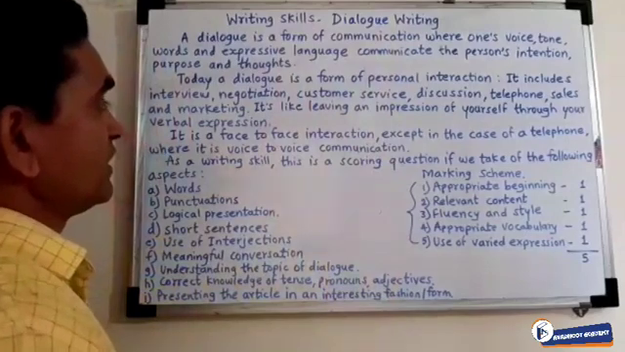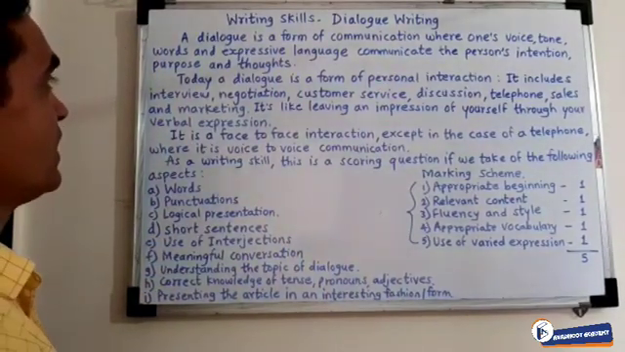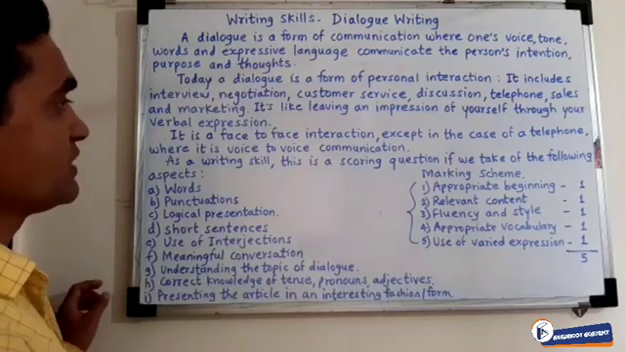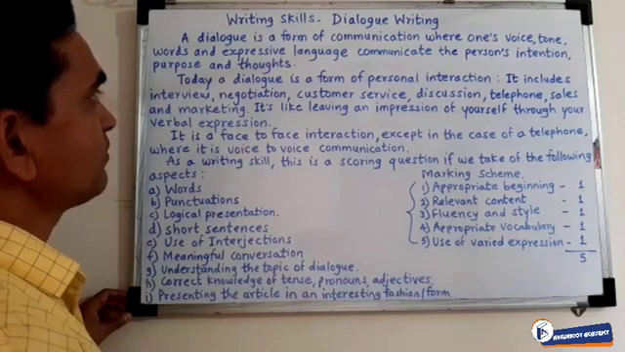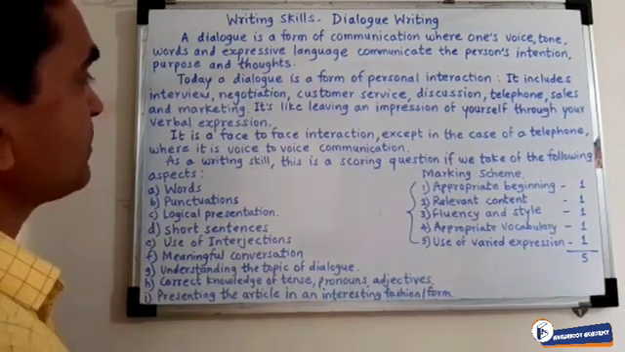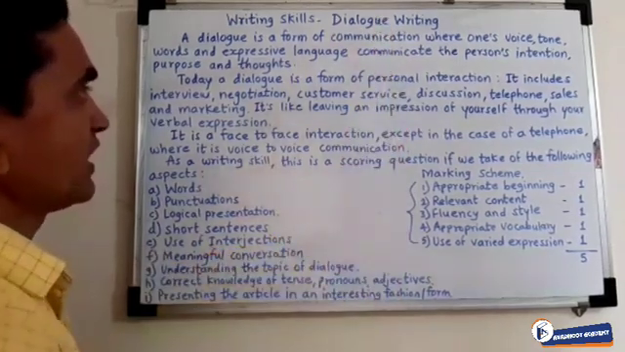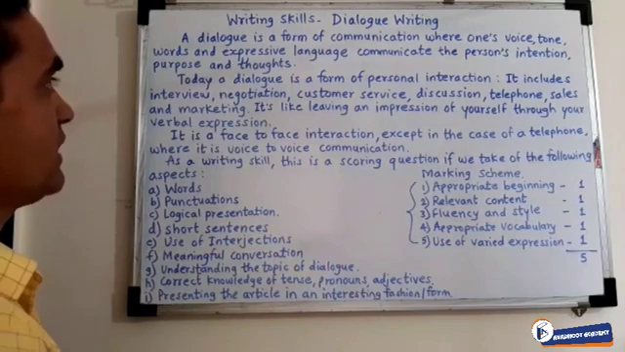Today we are going to see the writing skill section, and from the writing skill, dialogue writing. Yesterday we saw letter writing, and in letter writing we saw the types of letters, that is formal and informal letters. We also saw one example for the formal and informal letters. So today the next part of writing skill is dialogue writing. We are going to see this topic for both mediums, that is 9th and 10th standard.